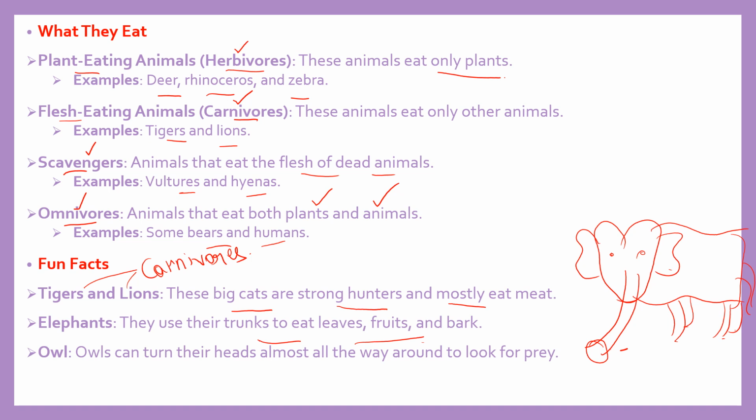Next is owl. Owls can turn their heads almost all the way around to look for prey. You see, this amused me a lot. I didn't know this till now, that owls can turn their heads almost all the way around. When I was gathering all the material for you, I found this and felt it to be interesting. So I have mentioned it. Now you also enjoyed it, right?